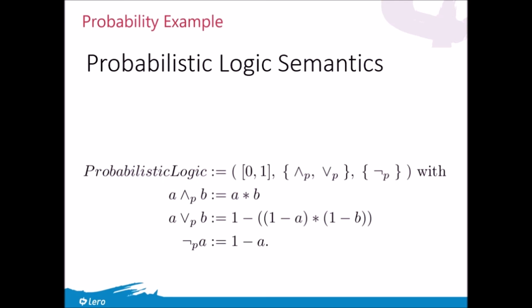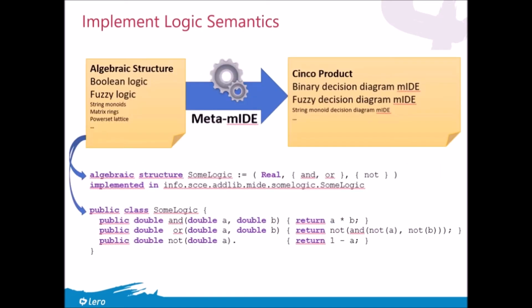So how can we represent this in our ADD Lib environment? Because this is different to our Boolean logic. So what we will do is in our code, we say algebraic structure some logic equals real. Previously this would have been Boolean or bool, and, or, not. This will not change, and implement it in here. And what we simply do is for the and, or, and not methods, our variables will stay the same, but we will change the method implementation to return A multiplied by B instead of A and B. And again, not A, not B, and 1 minus A.